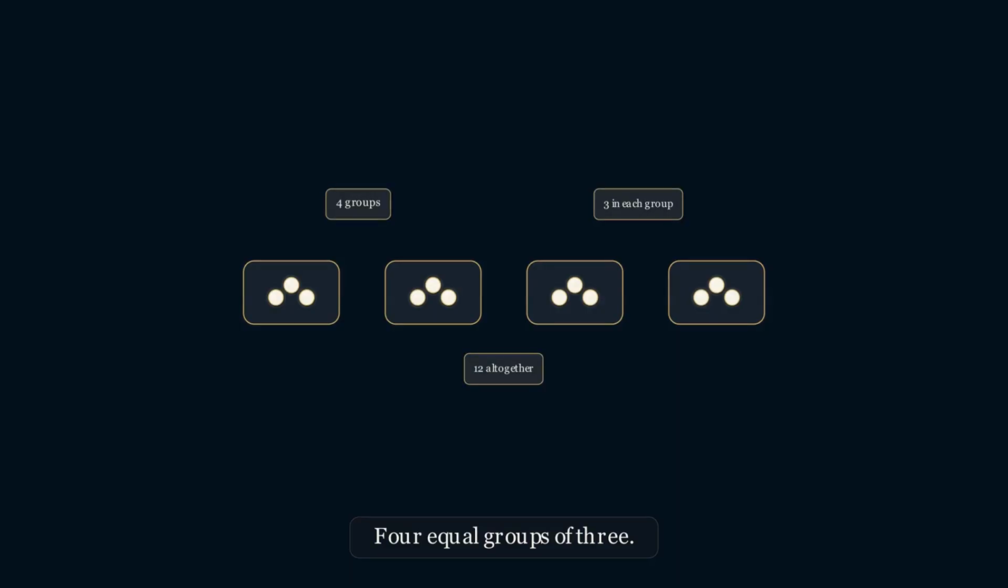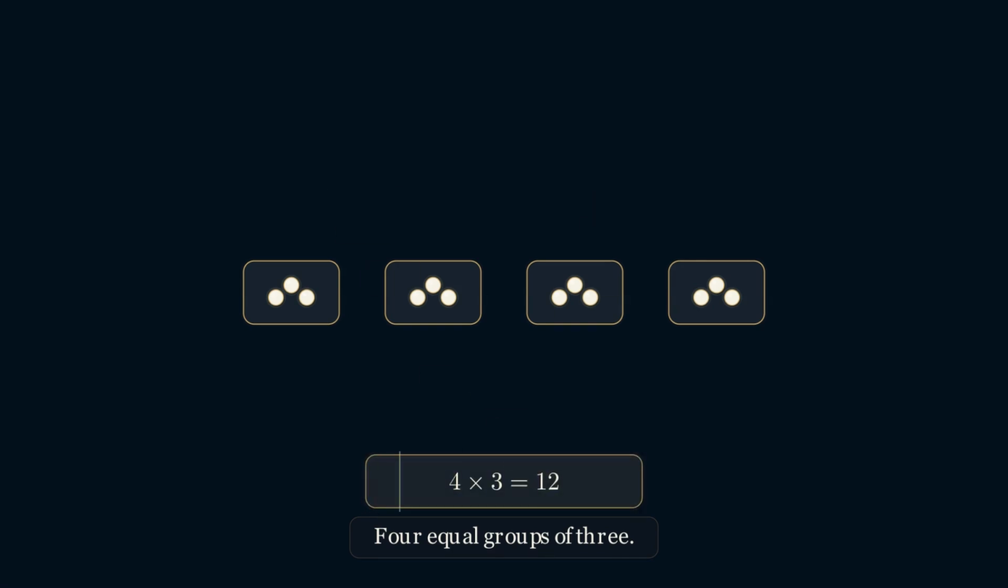4 tells us how many equal groups there are. 3 tells us how many are in each group. 12 is the total built from those groups. 4 times 3 equals 12.